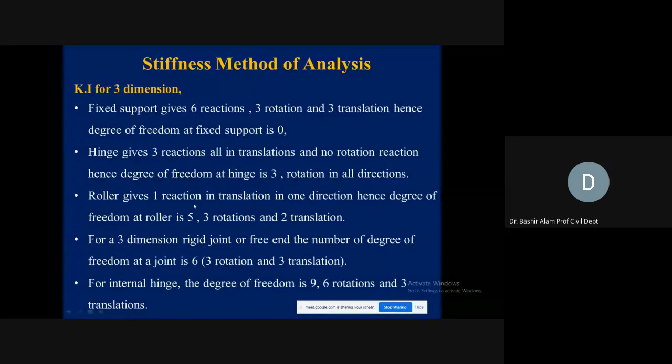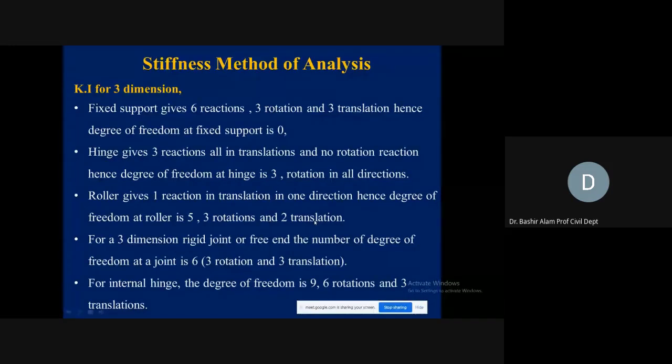Next, we have the roller, which gives 1 reaction in translation, in 1 direction, hence the degree of freedom at the roller is 5. 3 rotations and 2 translations we will have as unknown. So it means 5 degrees of kinematic indeterminacy in case of three-dimensional structures.